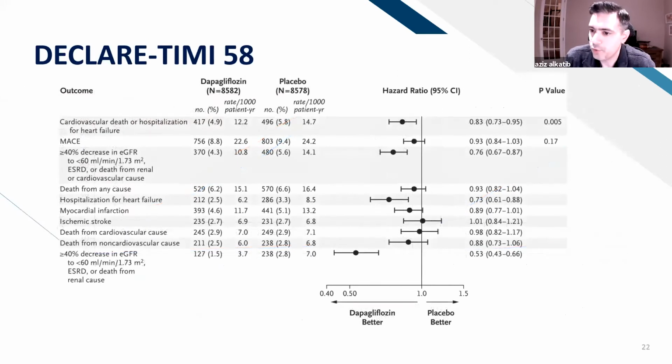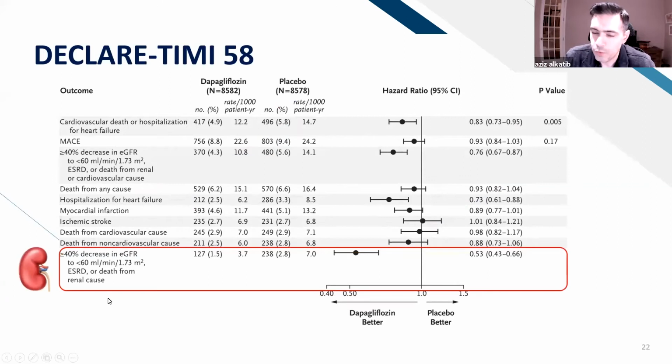Looking at the data another way, again, cardiovascular death or hospitalization to the left here was positive, MACE was borderline, but what I wanted to highlight here was the renal protection that you get with these medications. There was a highly significant finding of protection from advancing stages of renal disease or death from renal cause.